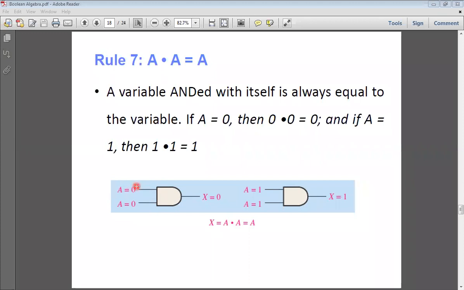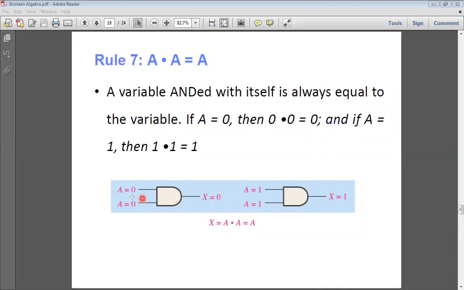Let's say A equal to 0, A equal to 1. These are the only two values that A can take. A equal to 0 means the second input also gets the same value because both the inputs are the same. 0 dot 0 is 0. Second case, A equal to 1. Here A equals 1, here also A equals 1. So what is the output? 1 dot 1 is 1.